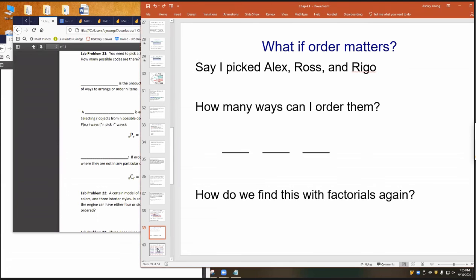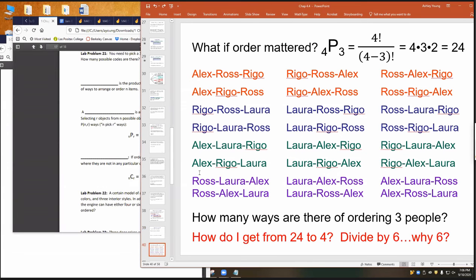So now, here's my question. If order matters, it's this permutation, 4 times 3 times 2, 24. These are all 24 possibilities. How do I get from 24 to 4? Because if order doesn't matter, it's only 4. So order matters, 24. Order doesn't matter, 4. How do I get from one to the other? I divide by 6. Why am I dividing by 6?